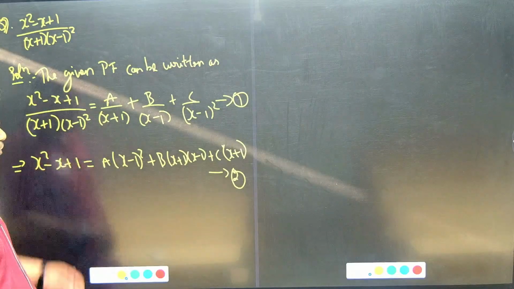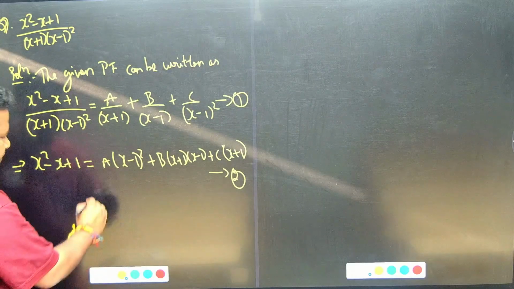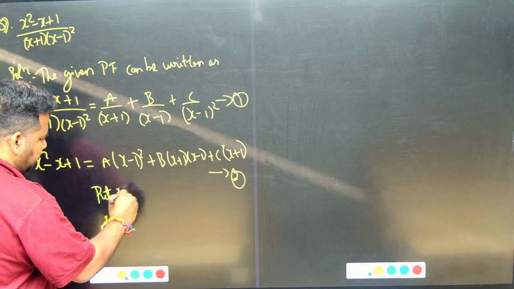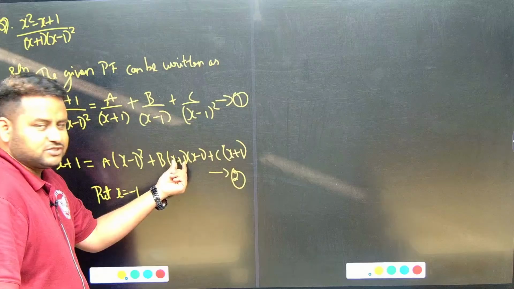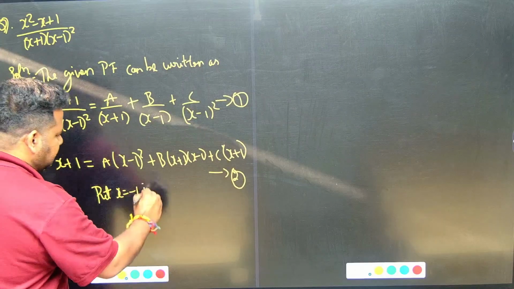I want to find the value of a. Let me put x is equal to minus 1. I am not putting it randomly. If I put x is equal to minus 1, this will become 0, and this will also become 0. That is why I am putting x is equal to minus 1 in equation 2.